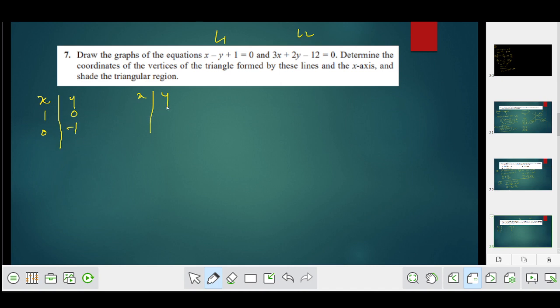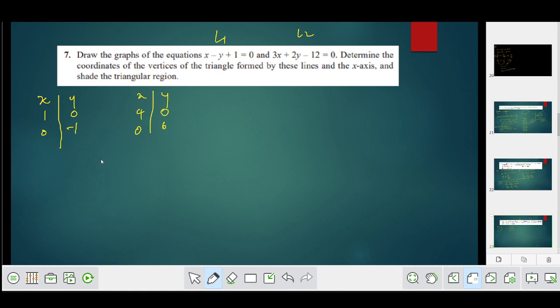Here, if we put y equal to 0, we can get 3x equals 12, x equal to 4. Okay. If we put x equal to 0, then what will we get? We will get 2y equals 12. Clear? Then y will be 6.